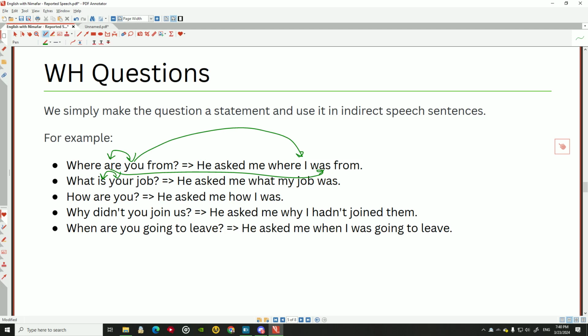Why didn't you join us? He asked me why I hadn't joined them. When are you going to leave? So we change it: when you are going to leave. He asked me when I was going to leave.